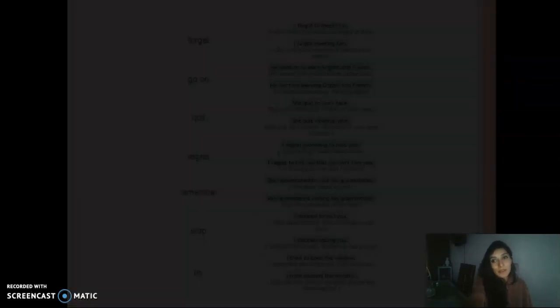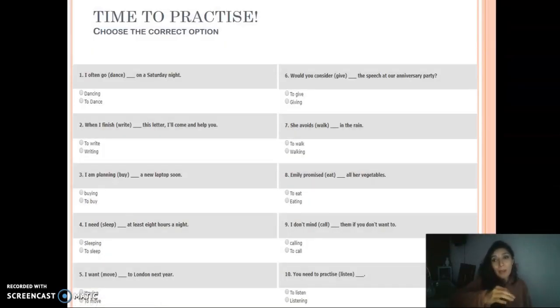So here we're going to continue with the practicing time. In this case, what you have to do is so easy. You have to choose the correct option between gerunds and infinitives according to the verb that is after the gap. So you have to be careful and be aware of the list of the verbs that can be followed by infinitives and the list of verbs that can be followed by gerunds.